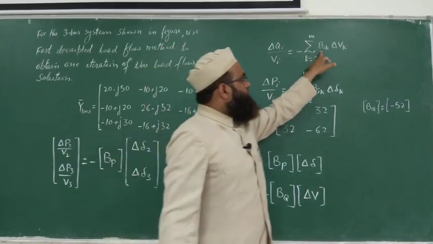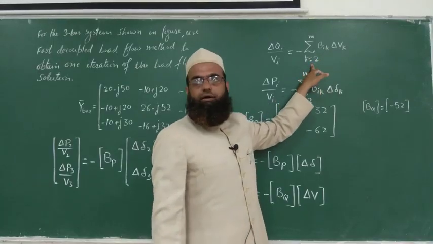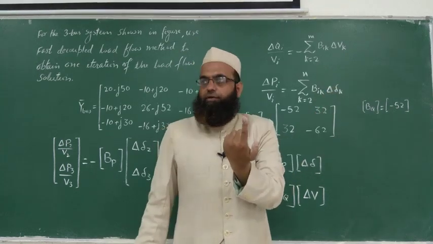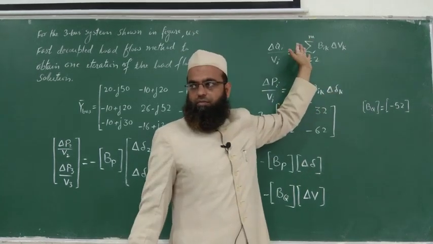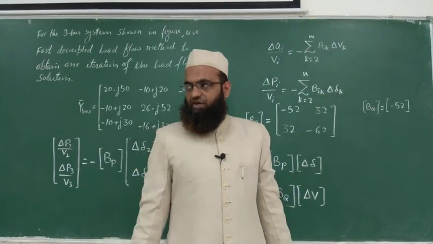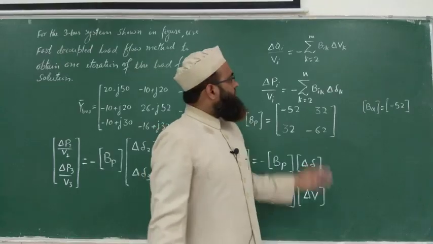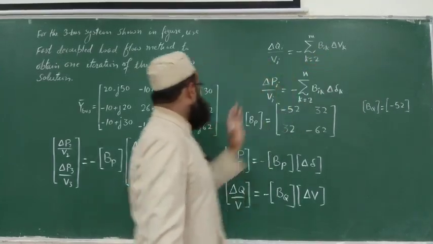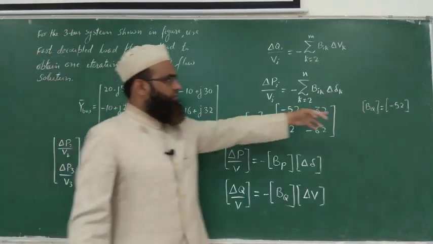So I is equal to 2, so it will be B2K, and K will be having limit from 2 to 2, means the single one, isn't it? Because M is 2 for our problem. Up to second bus only we are having PQ bus, right? So you will have B22, and B22 is nothing but second row, second column. From this also you may write this.